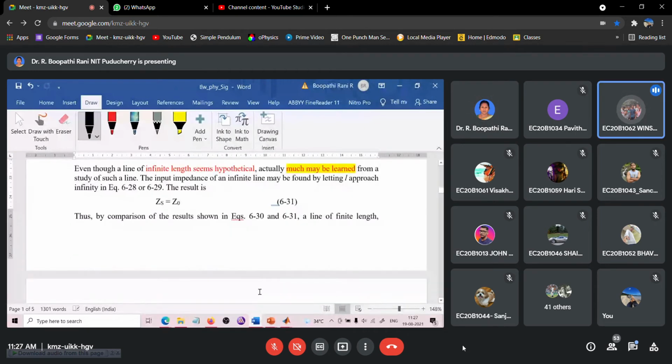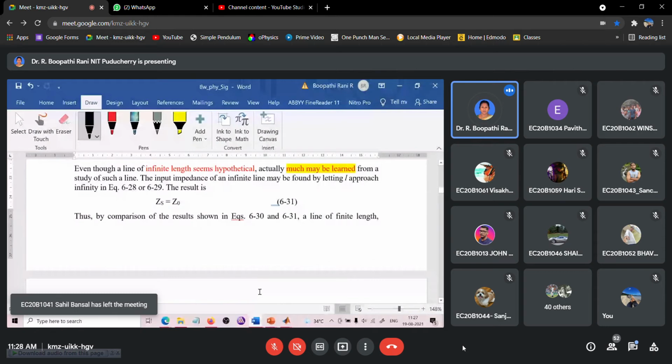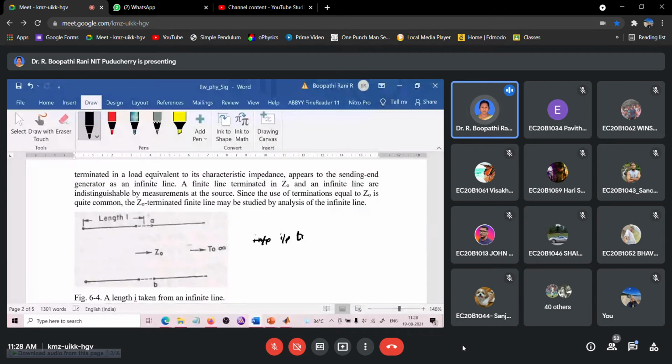Ma'am, why do we want Zs to be equal to Z0? No, Zs is the input impedance we are measuring. We don't want that; we are measuring the input impedance for a transmission line. The input impedance we calculate comes out equal to Z0 for an infinite line. For an infinite transmission line we are getting the input impedance as Z0. Yes, ma'am.